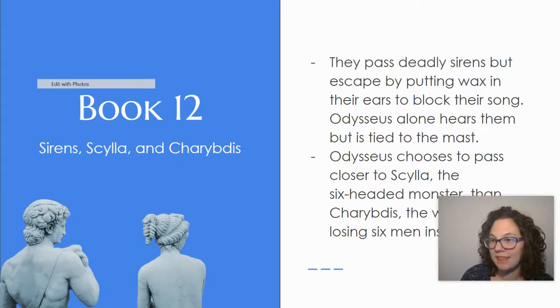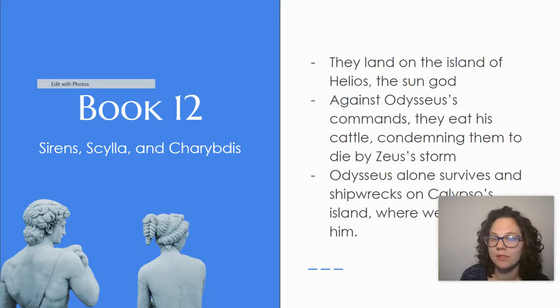What Odysseus decides to do is he goes closer to Scylla because he says, well, I'd rather lose 6 men than all of my men at once. So he has to make a choice between a rock and a hard place. He makes a really tough choice there.